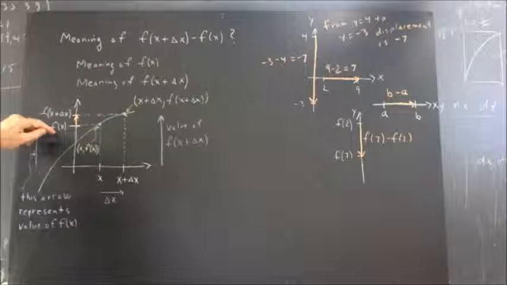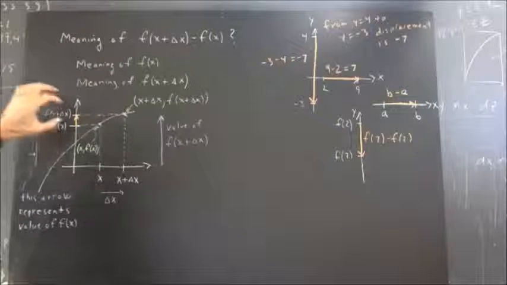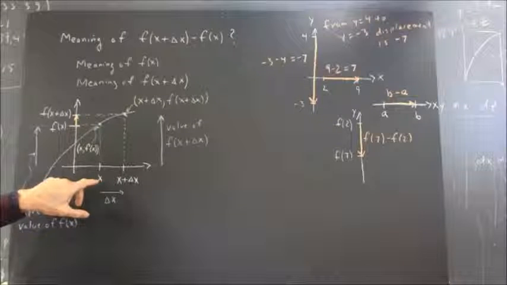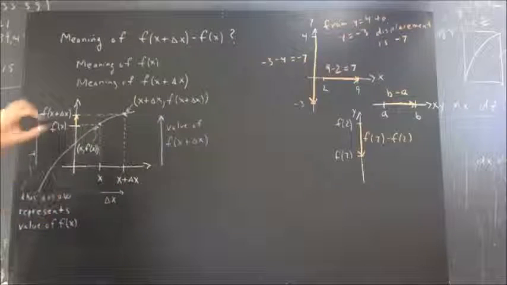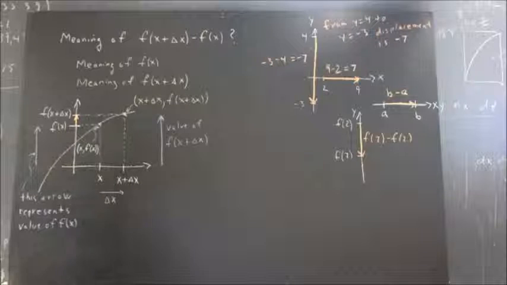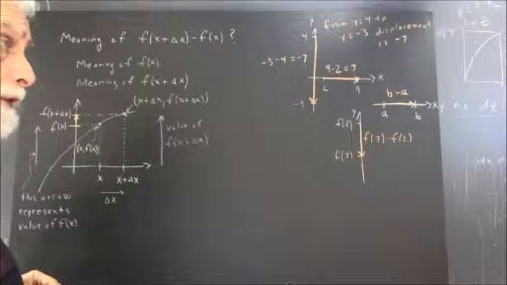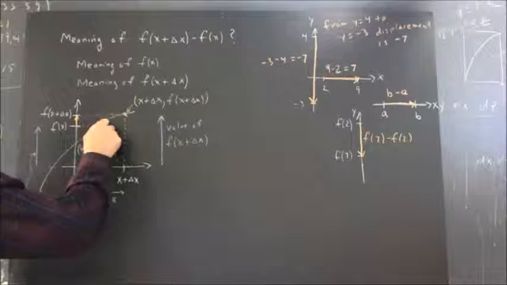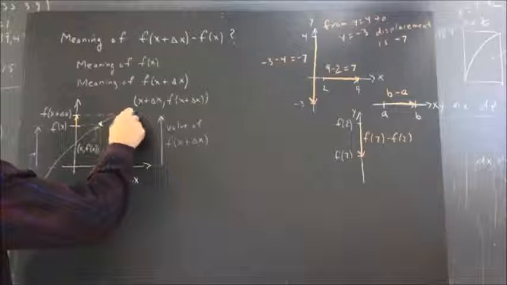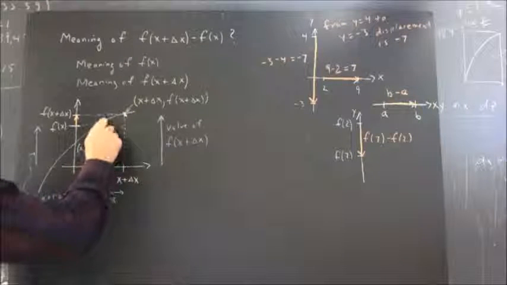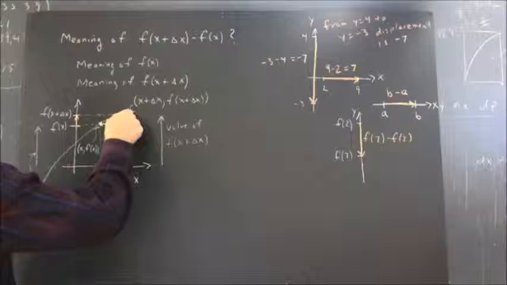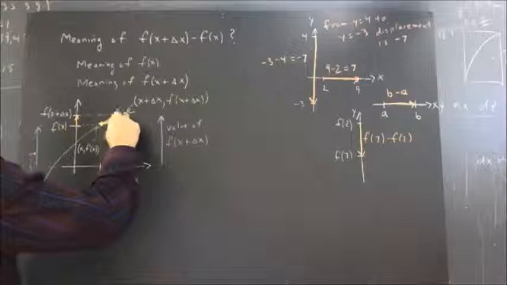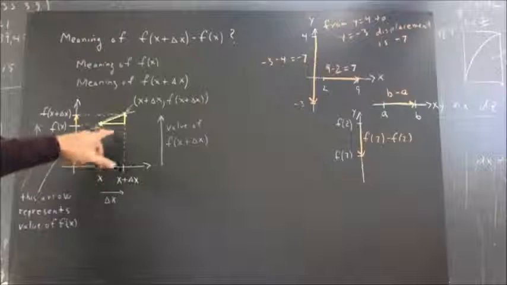F of x plus delta x minus f of x is how much the value of f changes as x changes from x to x plus delta x. Okay? Now, one natural thing that we would ordinarily do anytime we have 2 points on a graph and want to think about the relationship of those 2 points is to ask, is there anything that we could get from the fundamental triangle corresponding to these 2 points? And we know how to draw that triangle. Okay, so here's our triangle.